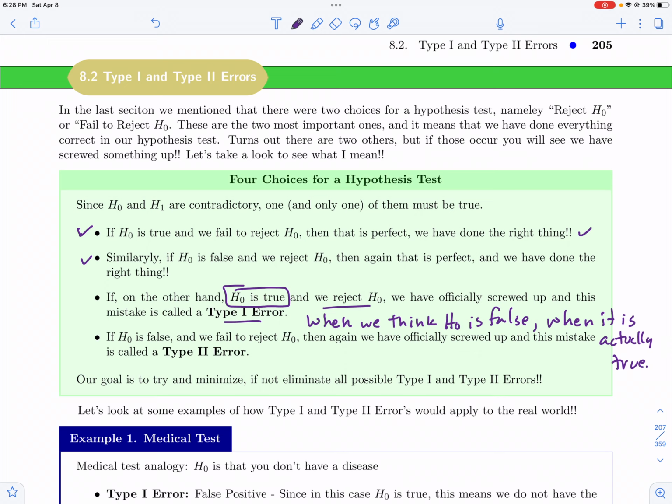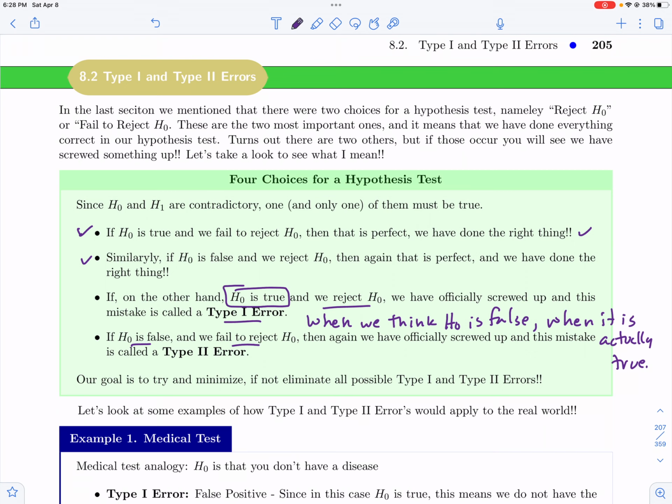And then the second one is if H naught is false and we fail to reject H naught, then this is what's called a type 2 error. For this one, we are going to assume that that means that H naught's true, even though from what I told you in the previous section, that's not the case, but it'll make more sense when we're talking about these different errors.